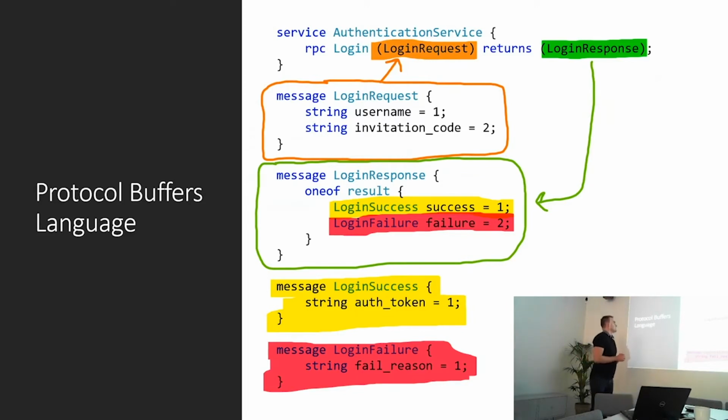Also notice that for each attribute, for example the username and invitation code, you have to specify an index of that property. That's because of how the message gets serialized, which I will explain in a while. So just keep that in mind. But let's move on for now.